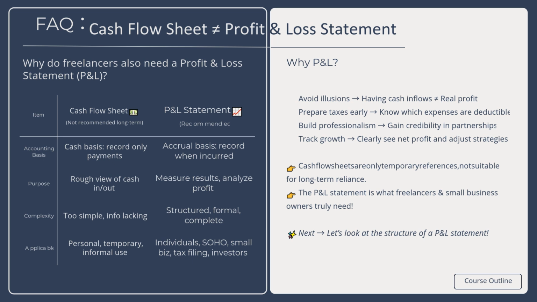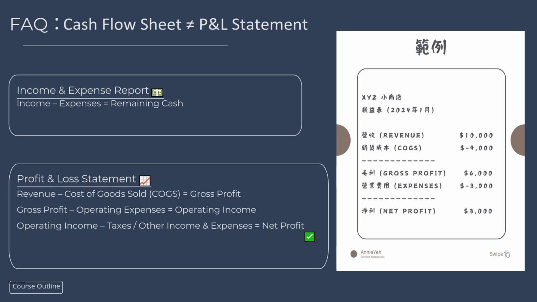Next, let's look at the structure of a P&L statement. A simple income and expense report just shows income minus expenses equals remaining cash. But a profit and loss statement goes further. Revenue minus cost of goods sold gives gross profit. Subtract operating expenses to get operating income, and then subtract taxes and other items to find net profit. This breakdown reveals your true profitability, not just cash left over.